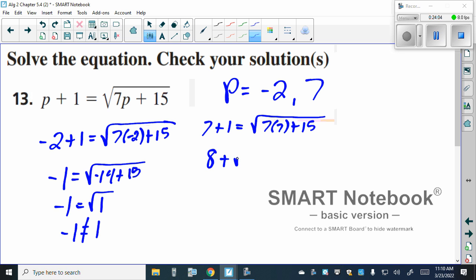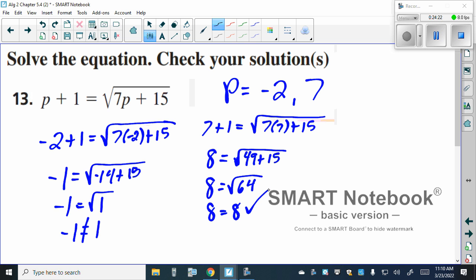For 7, 7 plus 1 is equal to the square root of 7 times 7 plus 15. 7 plus 1 is 8. Seven times 7 is 49 plus 15. That'll be square root of 64. 8 is equal to 8.